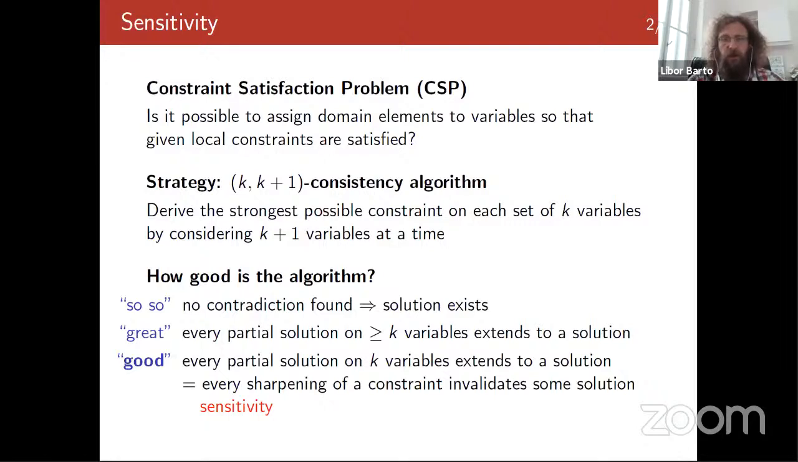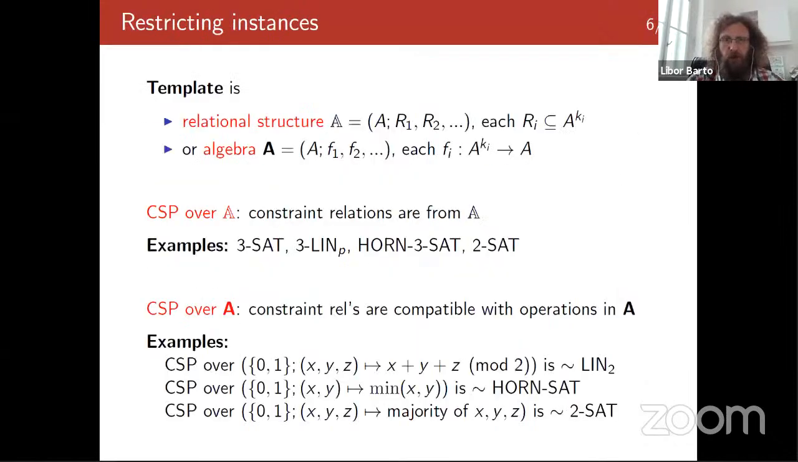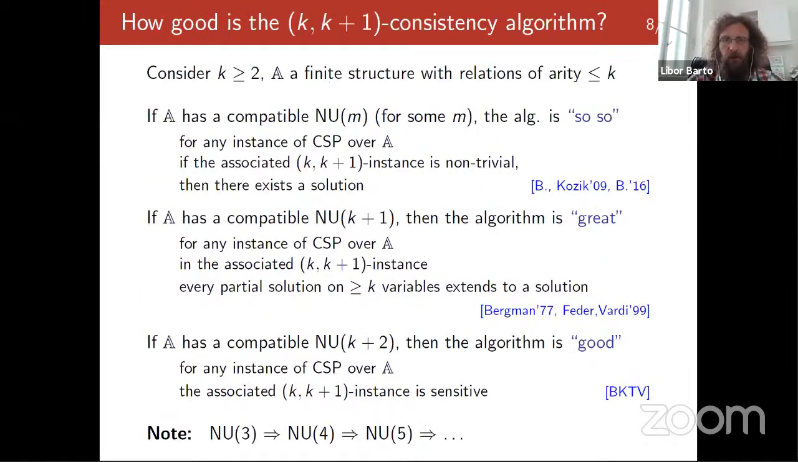That exactly means that if you sharpen some constraint, we invalidate some solution. So this is why we call it sensitivity. It's an instance of CSP so that every tuple in every relation plays some role in some solution. So the results, or part of the results, are here. So these are some old and some new results.